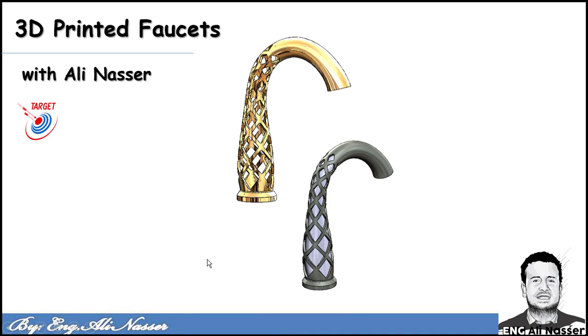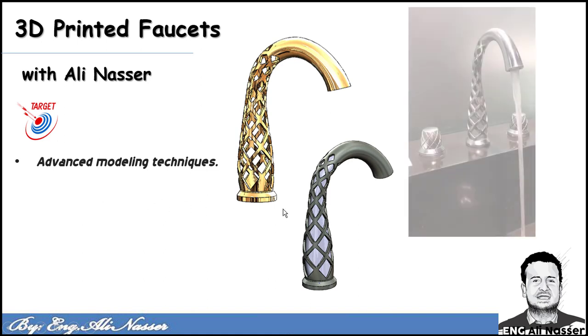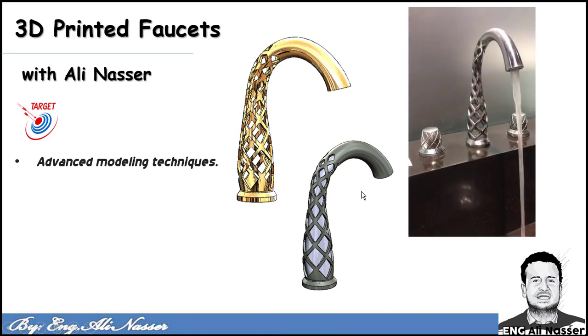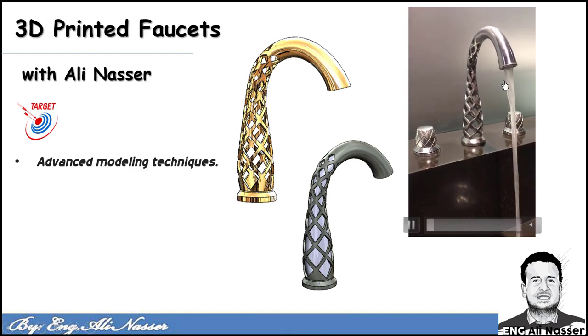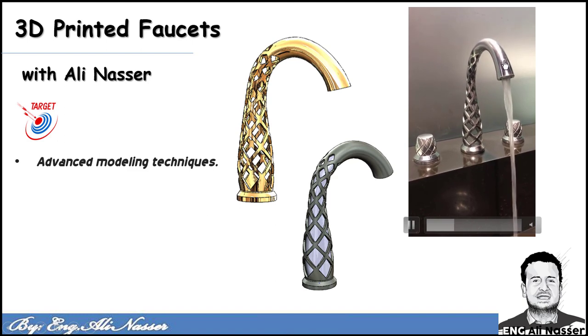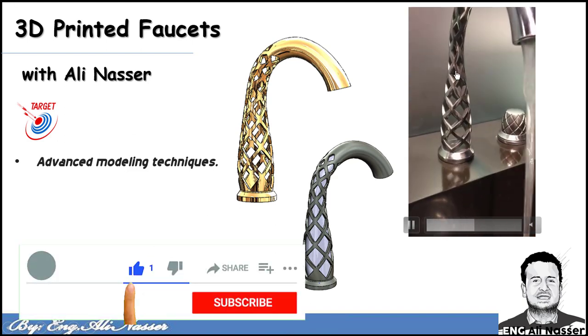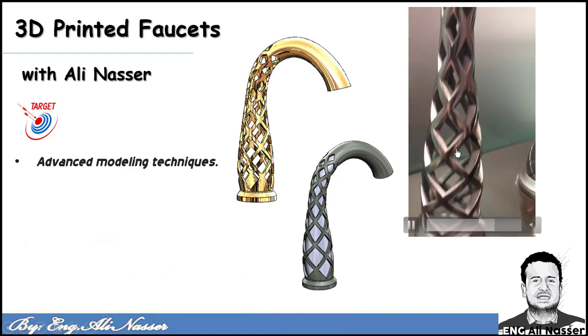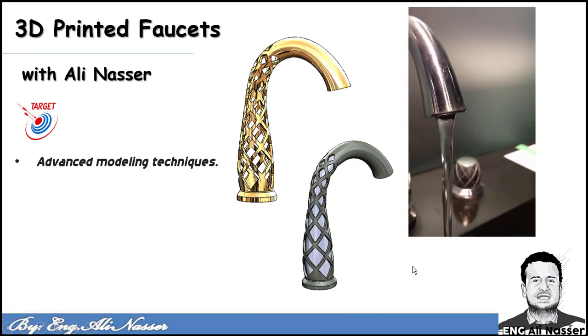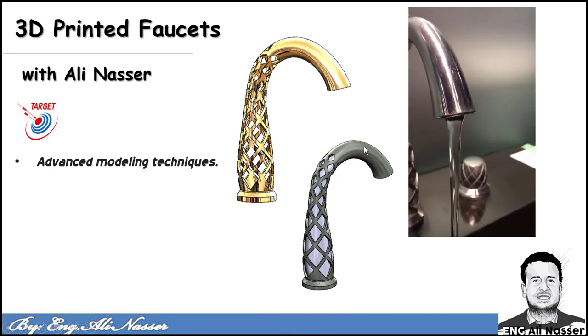In this video we will learn how to build a geometry or model like this. Also, the target of our video is to learn some advanced techniques in SolidWorks. Actually, this faucet is built by 3D metal printing to make water flow in a magical way like this. We'll discuss later how water flows from this faucet, but in this video we'll focus on how to build the geometry of this faucet.